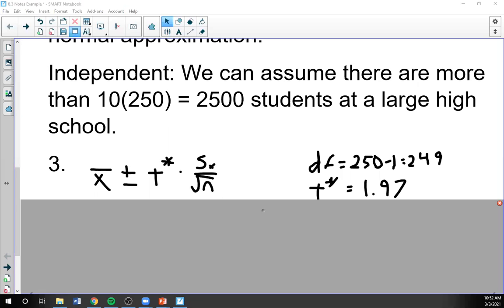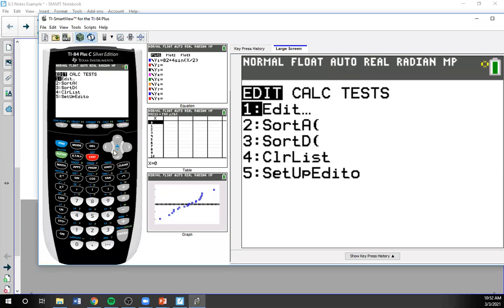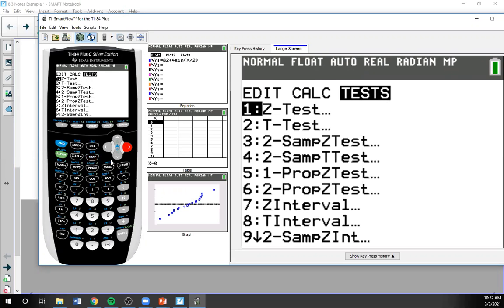Then for the calculator, we're going to go through all this fast and then I'm going to back up and see what questions we have. On the calculator, that's formula. Plug in your numbers, which I'll get to in just a second. On your calculator, we're going to go over to the tests. And this is going to be a t interval.